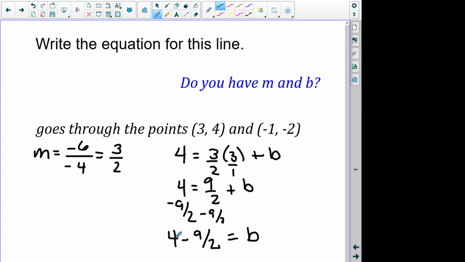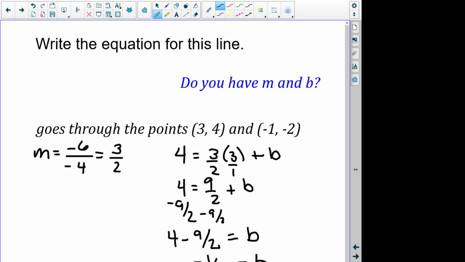Now, here's where people will tend to get hung up. Again, there's multiple ways to think your way through this. If I think about 9/2, it's really 4.5. If I write that as a mixed number, 9/2 is 4.5. So I have 4 minus 4.5. So I'm going to get negative 1/2 for my b value.